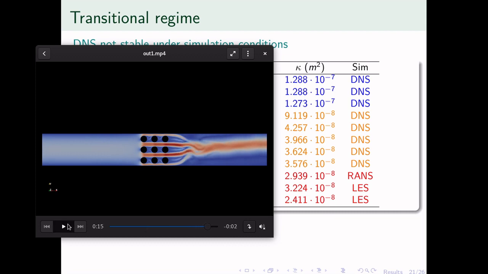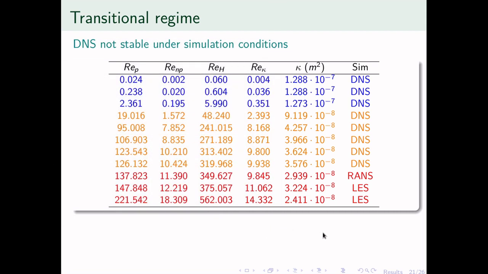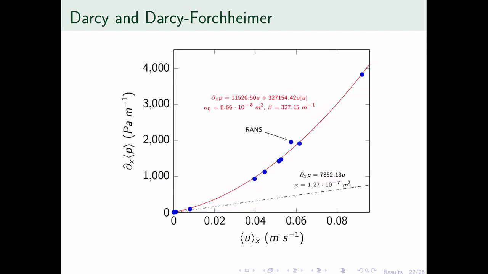Even though there is some periodic structure here, the velocity field is much less stable than in the previous case. And all of this affects the calculation of the permeability. So all of the forms of the Reynolds number here were able to detect the transition. The problem is, what is the critical Reynolds number in all cases?